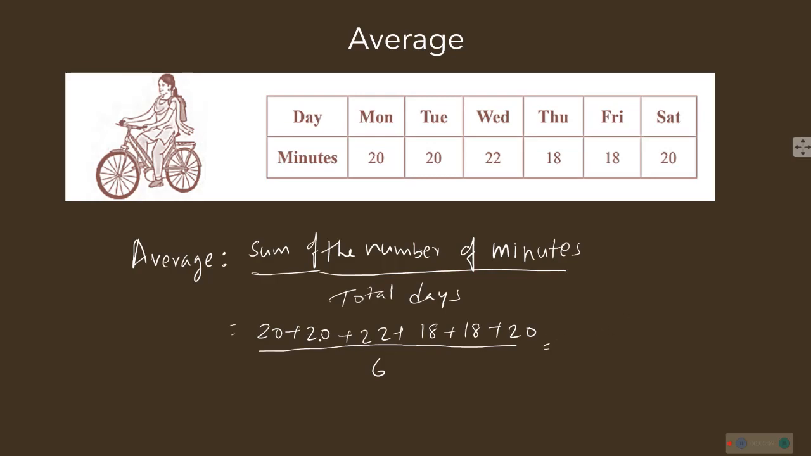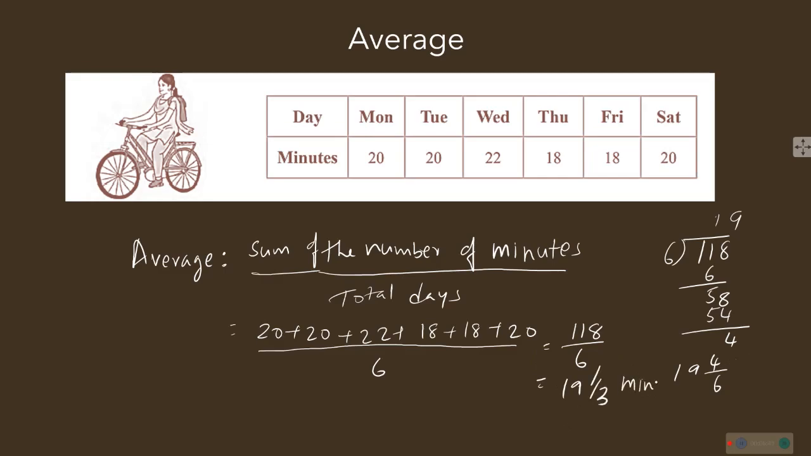So when I total this, 3 times 20 is 60, plus 36, that is 96, plus 18 is 118, divided by 6. If I divide 118 by 6, it is 19 and 4 upon 6, which I can write as 19 and 1 upon 3. That is the average time taken by the girl to reach the school. This is 2 by 3, not 1 by 3. 4 upon 6 can be written as 2 upon 3. So she takes, on average, 19 and 2 upon 3 minutes to reach the school, neither 19 nor 20 minutes.